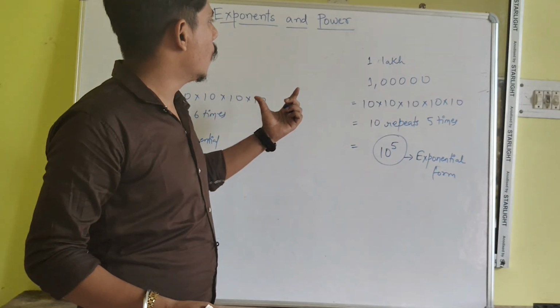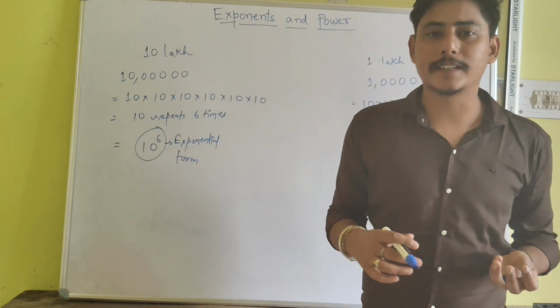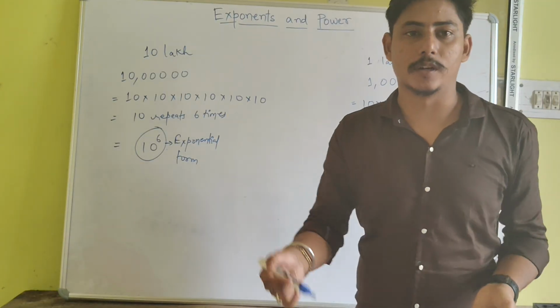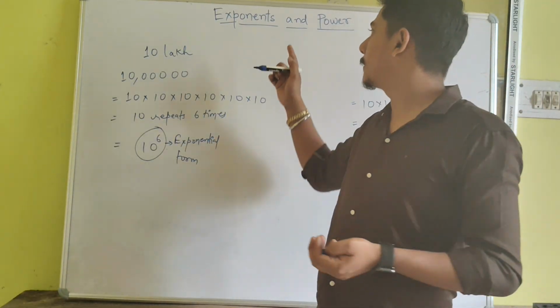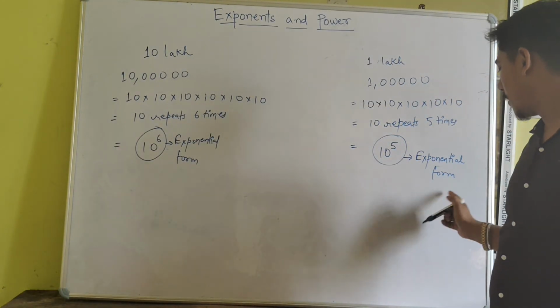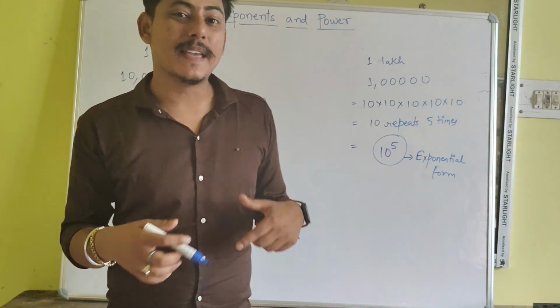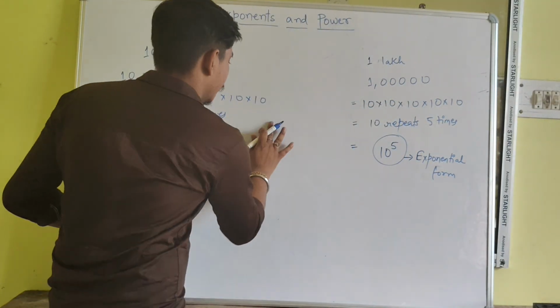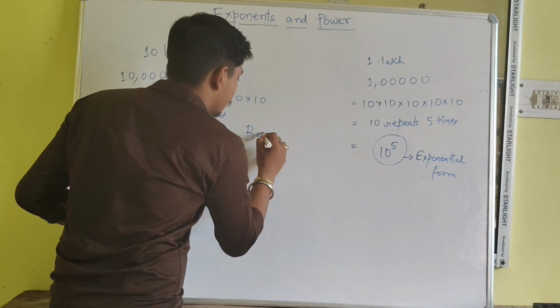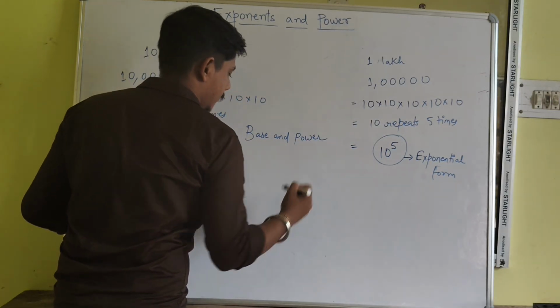Now, in this chapter, the most important factor is what is base and power. You will know about the chapter on exponents and power. You will discuss the exponential form, and now we will discuss what the base and power are. What is base and power?